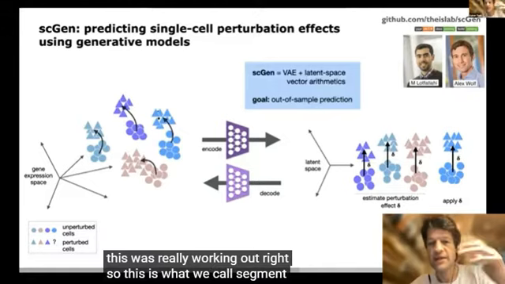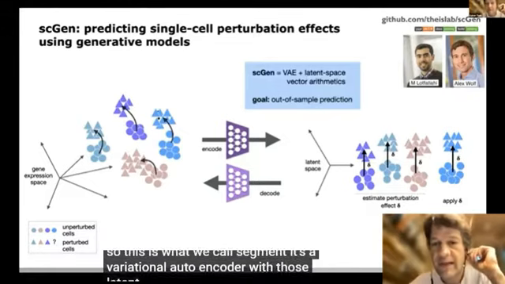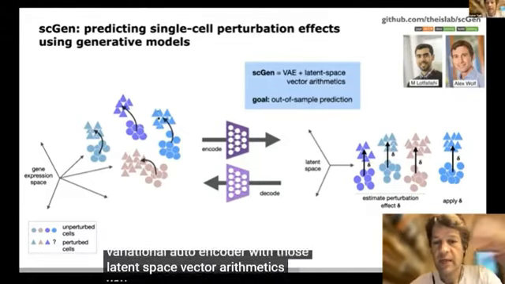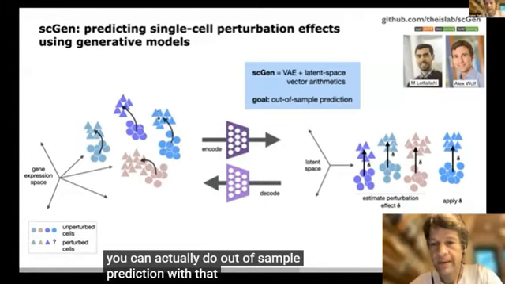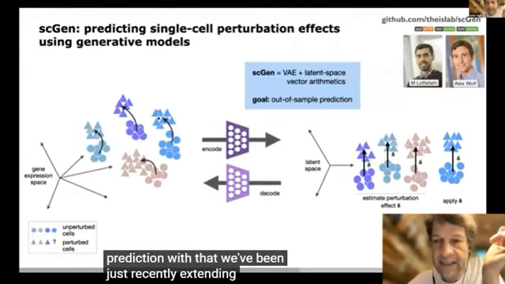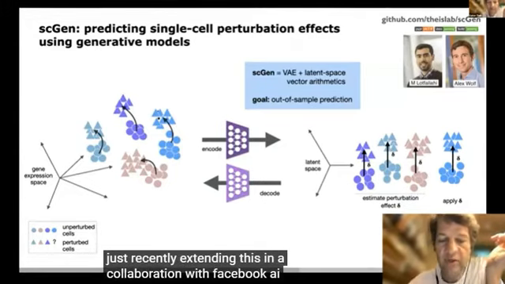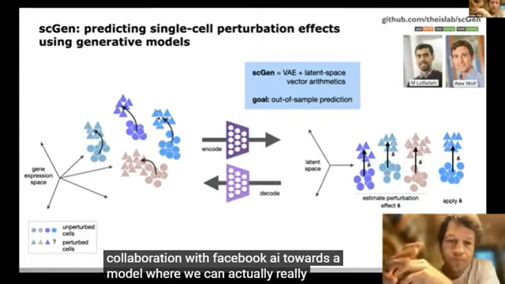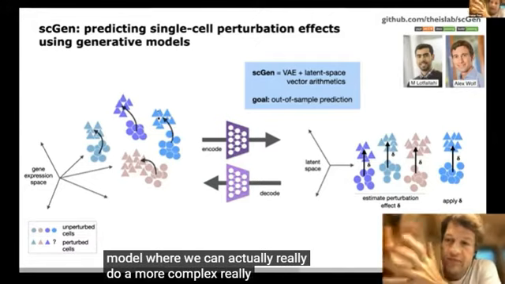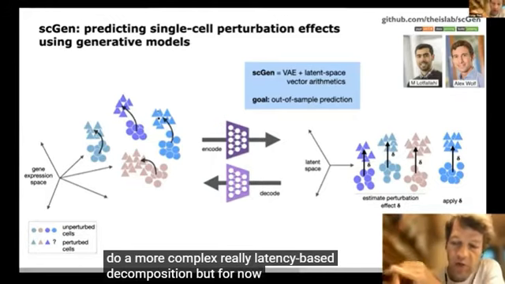So this is what we call scGen. It's a variational autoencoder with those latent space vector arithmetics. We can actually do out of sample prediction with that. We've been just recently extending this in a collaboration with Facebook AI towards a model where we can actually really do more complex, really latent-based decomposition. But for now, we're doing that.